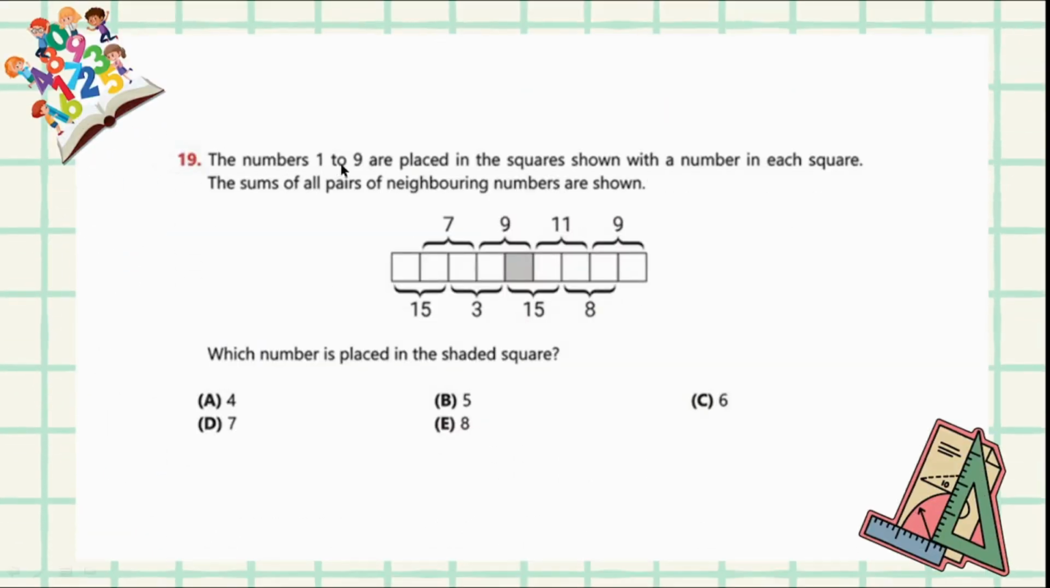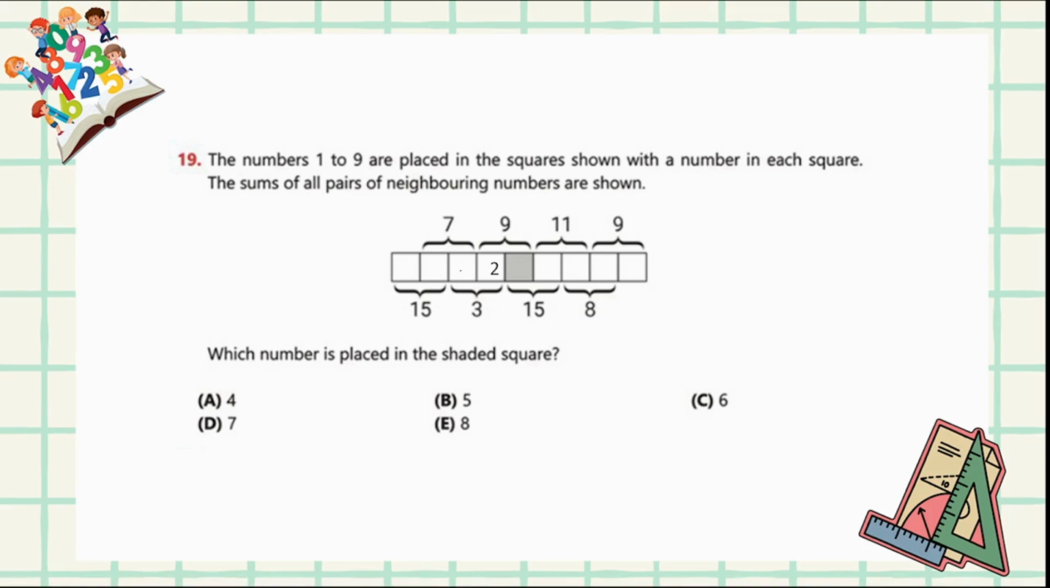Question number 19. The numbers 1 to 9 are placed in the square shown with a number in each square. The sums of all pairs of neighboring numbers are shown. Which number is placed in the shaded square? So we have to fit 9 numbers in the given boxes. So we will start from our smallest number, that is 3. So we will write 2 plus 1 because we know that 2 plus 1 is 3.